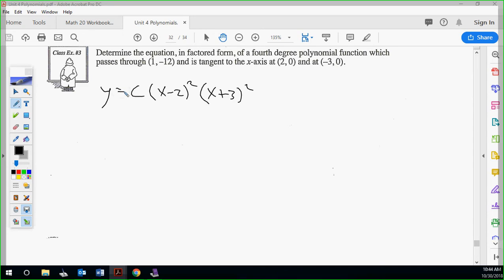And so again, that point's important because I have my x and my y, and I can solve for c now. So that's 1, negative 12. Negative 12 goes in for the y. We have c. We have 1 minus 2, so that's negative 1 squared. And then we have 1 plus 3 is 4 squared.